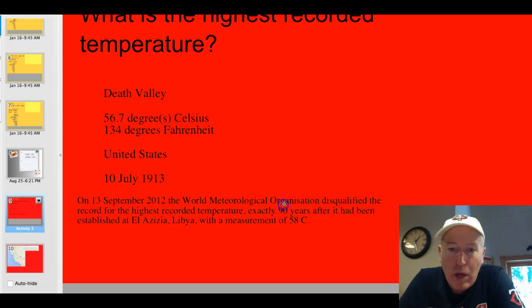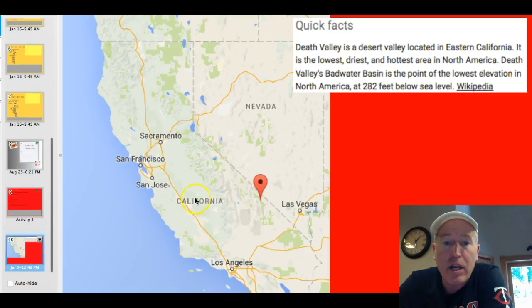The World Meteorological Organization disqualified the record for the highest temperature exactly 90 years after it had been established in Libya. They had a measurement of 58 degrees Celsius, and I couldn't figure out why they disqualified it. But Death Valley in California is right here, kind of over on the Nevada border, and Death Valley is a desert area located in eastern California. It's the lowest and the driest and hottest area in North America.